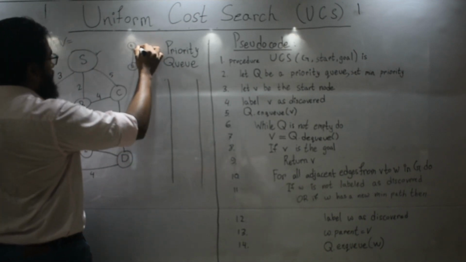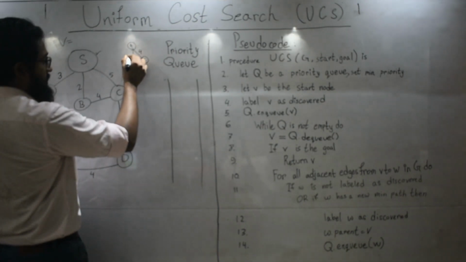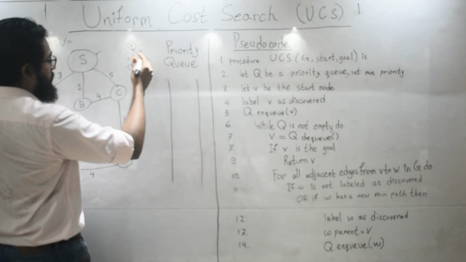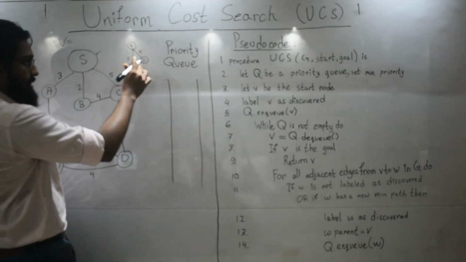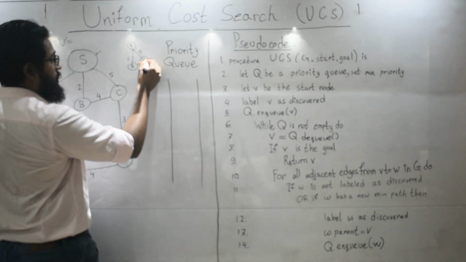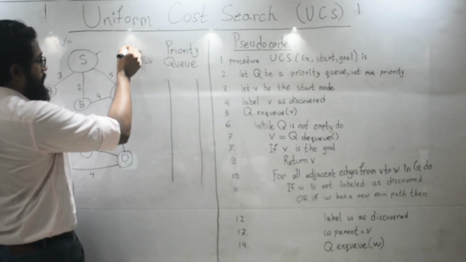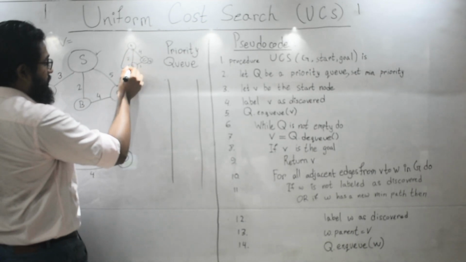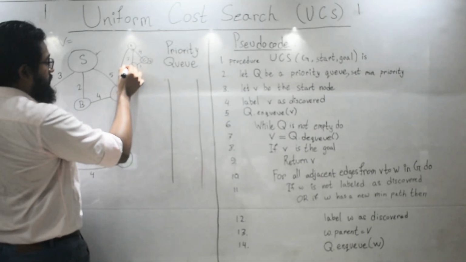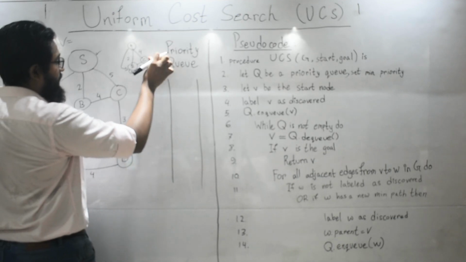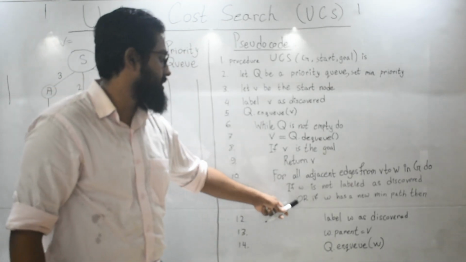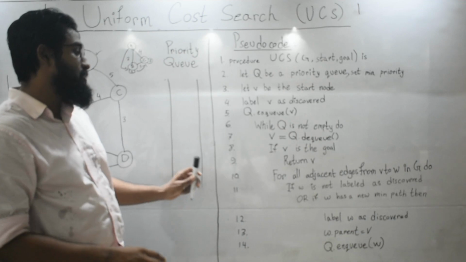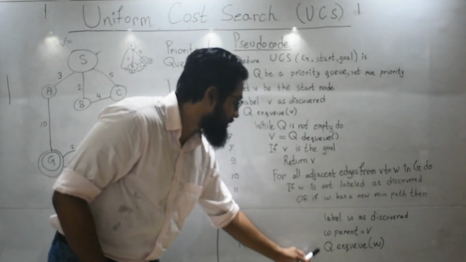So let's see, suppose this is 4, this is 2, and this is 1. When you are first discovering C, it will have a path cost of 4. But if you discover it from here, where this has 2, then here, you will see your new path cost: 2 plus 1, 3. That's what this condition means.